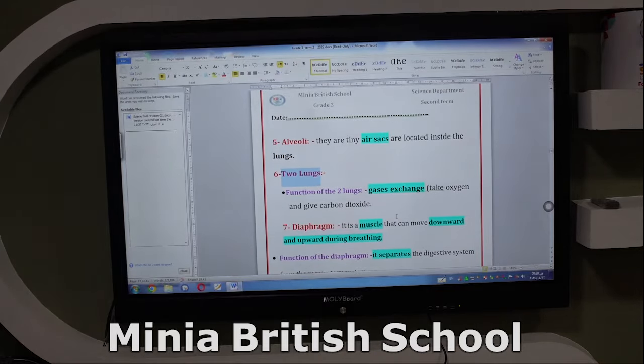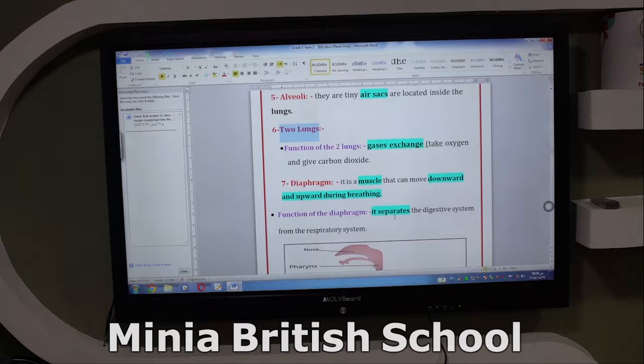Okay? Next, the diaphragm. The diaphragm is a muscle that can move downward and upward during breathing. Don't forget, it's a muscle. Okay, it's not fixed, it can move. To the right and to the left? No, up and down. It can move downward and upward during breathing.